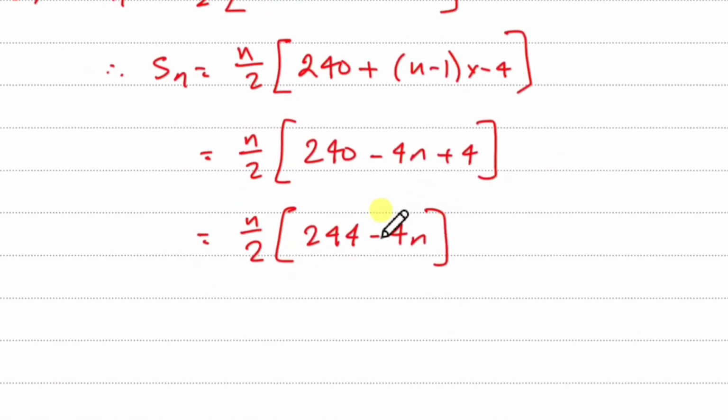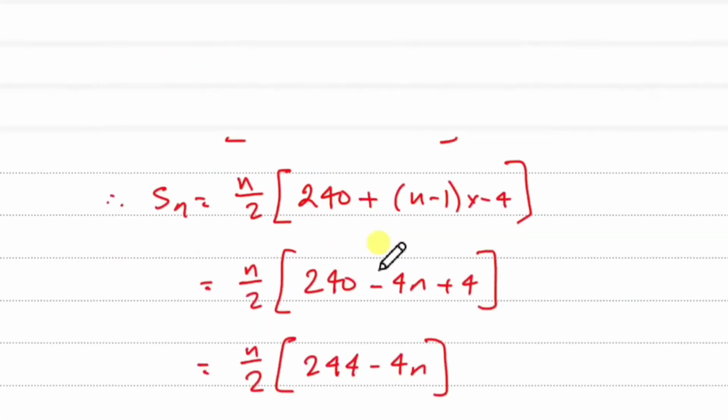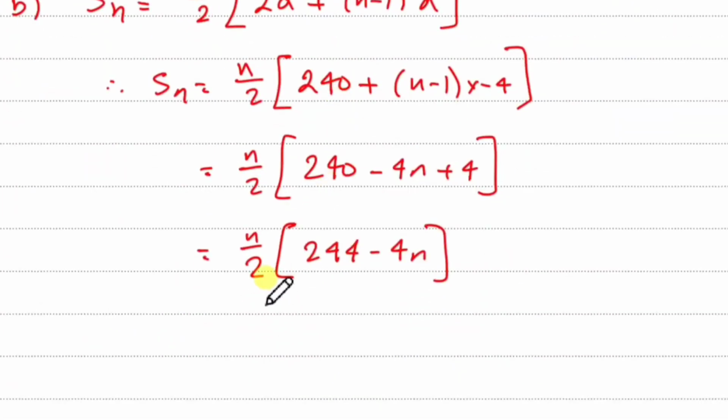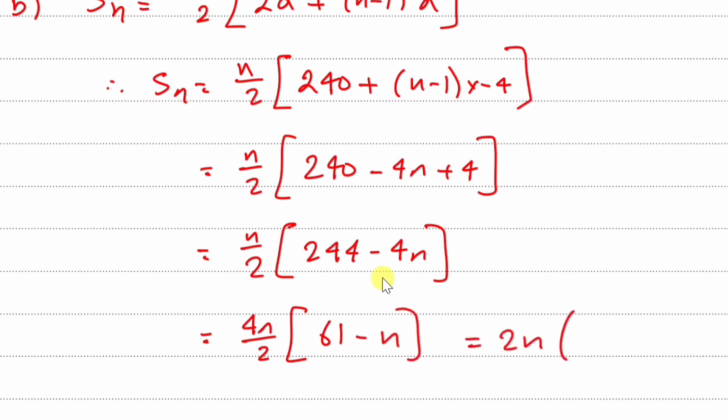Now, we can divide it by 2. Actually, no, let's see what they want. They wanted 2n. Exactly. So let's go ahead and factorize 4 out of this, yeah? Is 244 going to 4? Yes. If you factorize 4 out, you're going to get 4n over 2. And divided by 4, you get 61, perfect, minus n. 4n over 2 is just 2n. Bracket 61 minus n. And I think we got it.